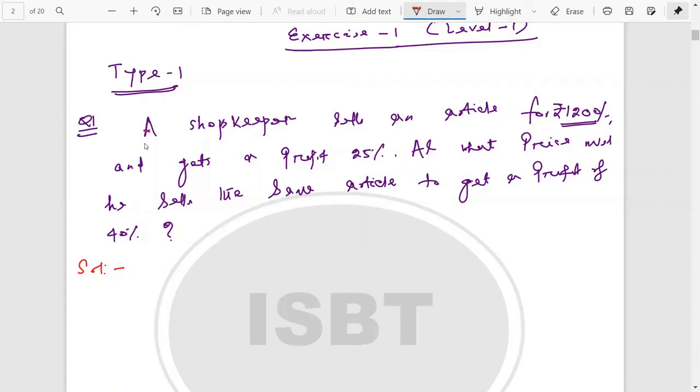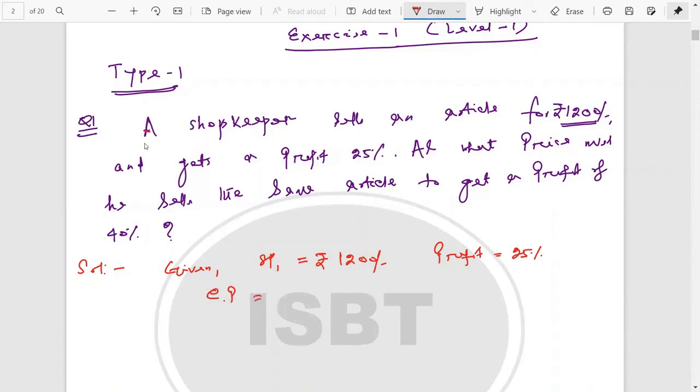Okay, now start the solution. The shopkeeper sells an article for 1200 rupees. So the question is given SP1, पहला selling price दे दिया, that is 1200 rupees. Okay, and the profit is 25%. So first we have to find out the cost price. What should be the cost price?